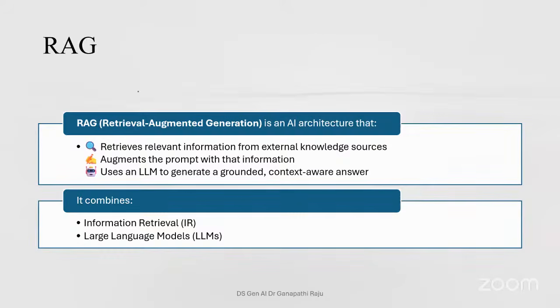So first of all, I will be discussing what is RAG. It stands for Retrieval Augmented Generation. It is an AI architecture that will be used for three purposes. One is retrieving relevant information from external knowledge bases. I will discuss one by one what the external knowledge bases are. The second one is augmenting the prompt with relevant documents. And the third one uses an LLM to generate grounded and context-aware answers for our queries.